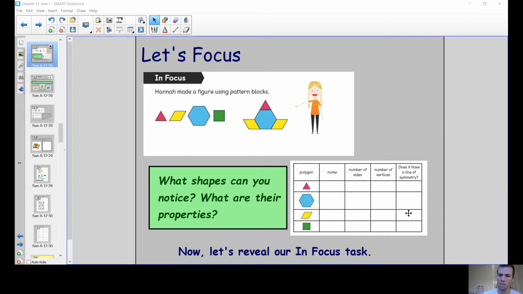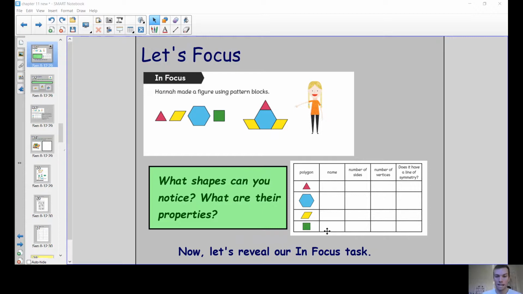Does it have a line of symmetry? This is a tricky one. I wonder if you can work that out yourself. Maybe you want to see if you could draw a rhombus, or ask mum or dad to draw a rhombus and see if you can fold it. See if you can find a line of symmetry. So I'm going to leave that one for you to explore.